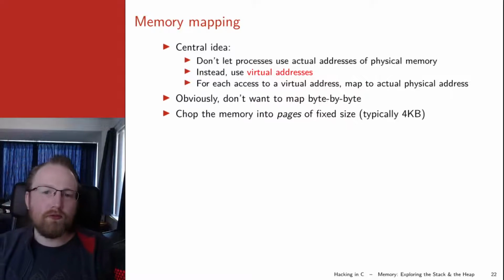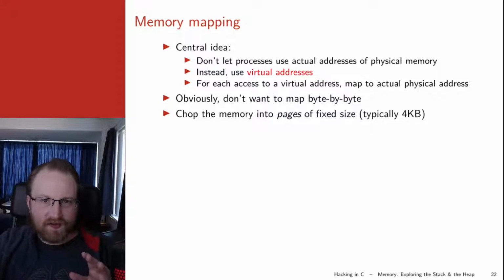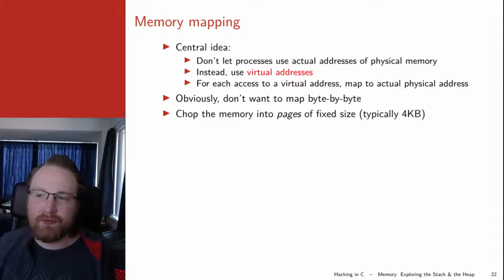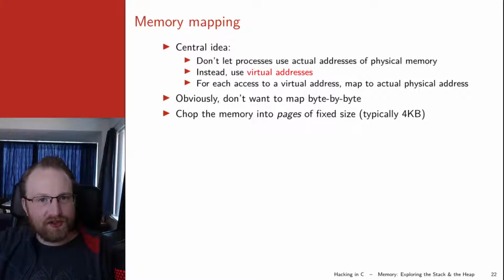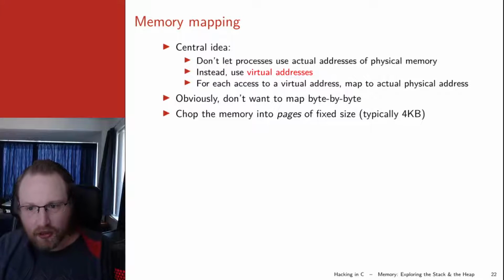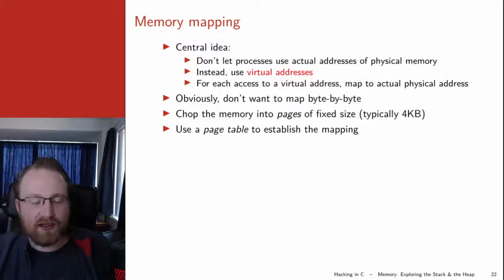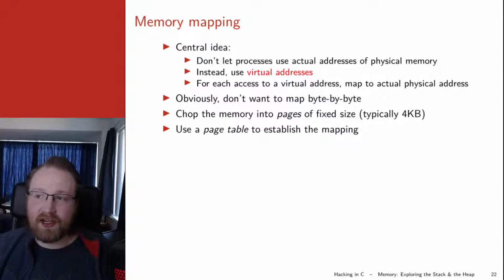Now obviously we don't want to map this byte by byte, because that would be very inefficient. So what actually happens is that the system typically divides the memory into pages of 4 kilobytes, but they can be larger. You can have a gigabyte page. And then you use a so-called page table to establish this mapping.